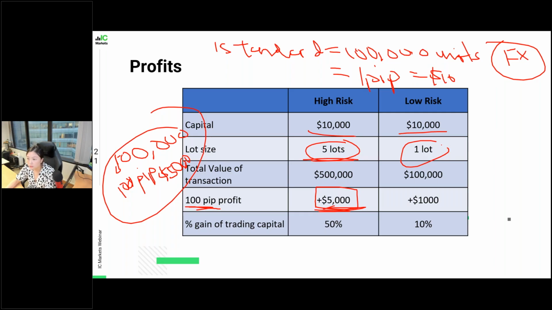And on a normal account, let's say I do not have leverage, I only have this X amount of money, so I can only trade 1 lot, right? I only make $1,000. This is 50% versus 10%. High risk, high reward. But this is because you have leverage to bump you up.